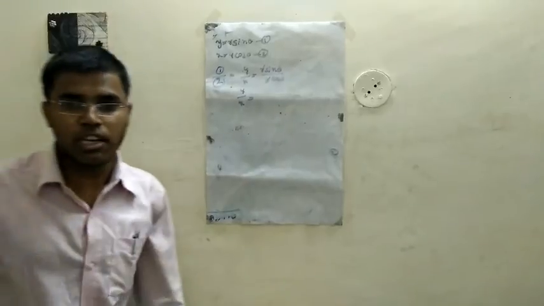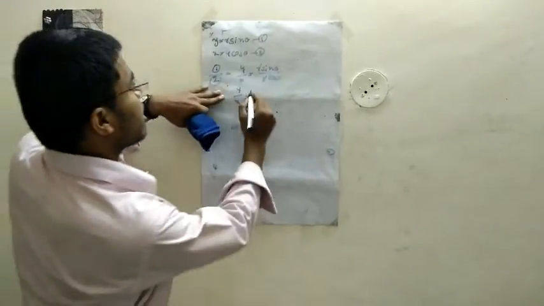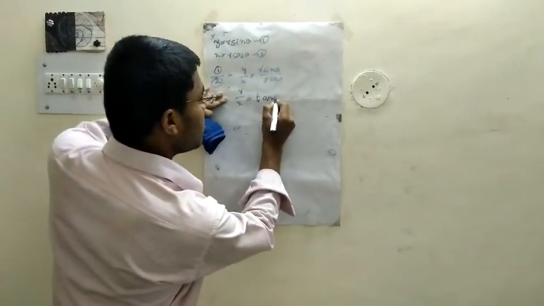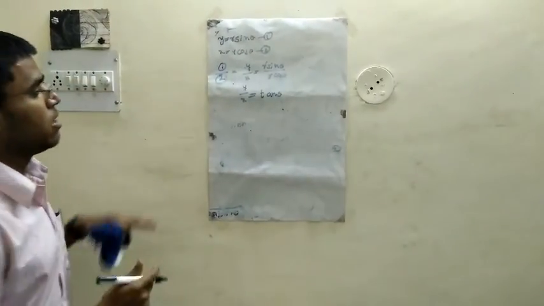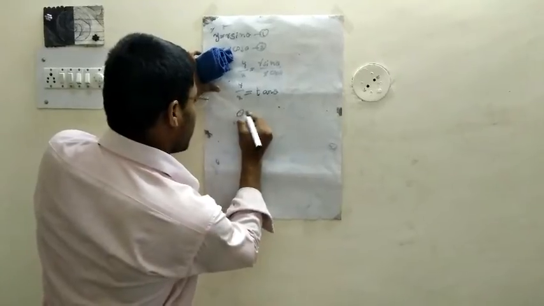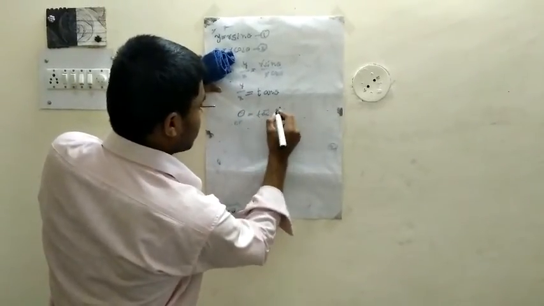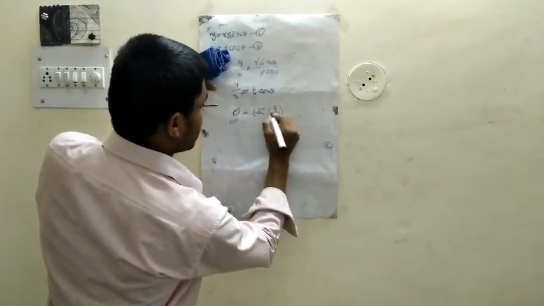What is sin theta by cos theta? Sin theta by cos theta is nothing but tan theta. Here our main aim is to find theta. What is theta? Theta equals tan inverse of y by x.